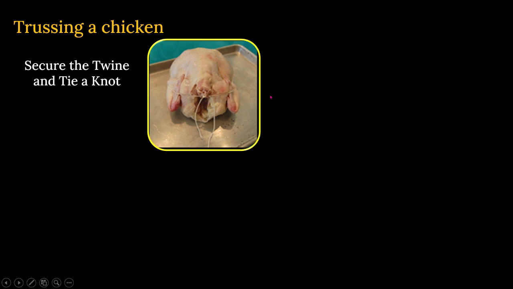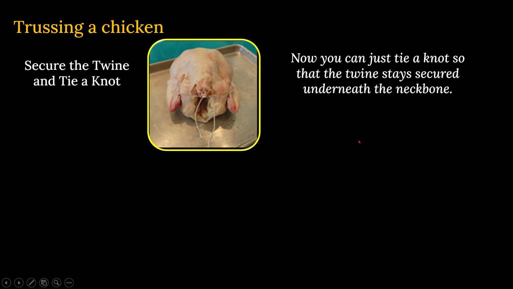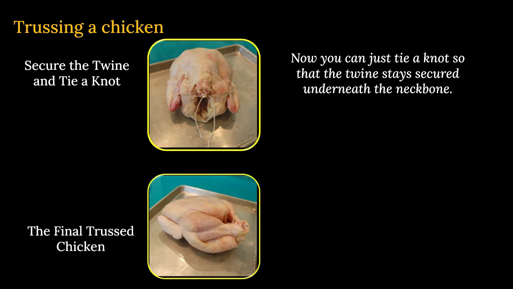So you can well understand that it is first taking the two legs and the person's nose together, and then coming to the front and ultimately holding the breast and the neck together in a very compact manner, and you are giving a tight knot over there. Now we can just tie a knot so that the twine stays secured underneath the neck bone. Clear? The final trussed chicken is looking like this.